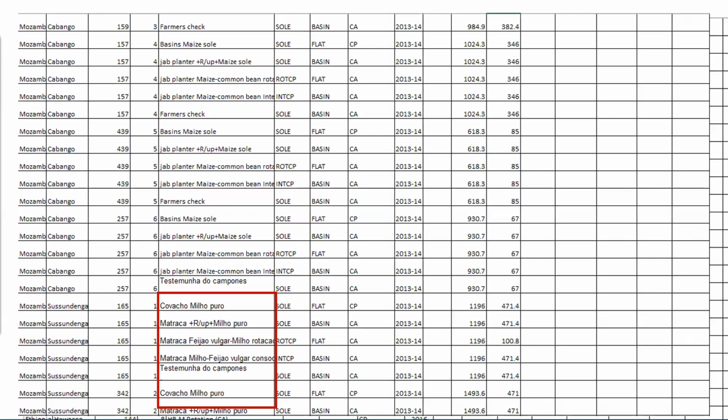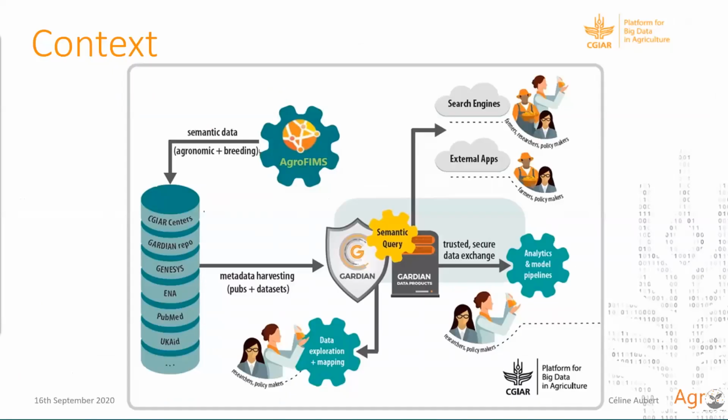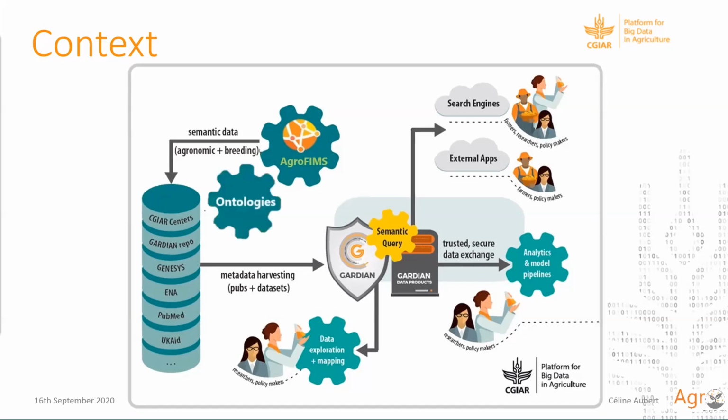To solve this issue, we started to create a suite of tools within the big data platform, with GARDIAN as a centerpiece. Then we built AgroFIMS. It's a web application that helps agronomists create field books that integrate semantics. So people can go in the field, collect data, and this data is already annotated using ontologies. But to make this all work, we needed to integrate ontologies within those tools.